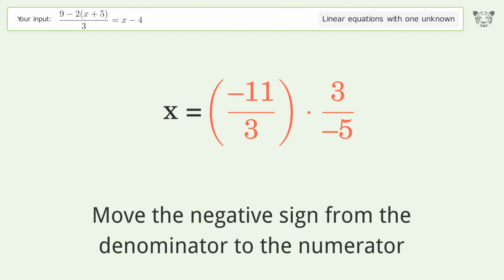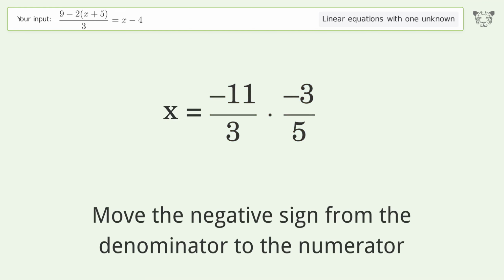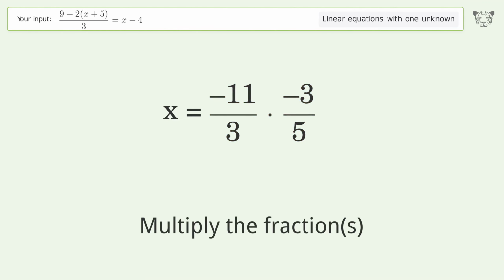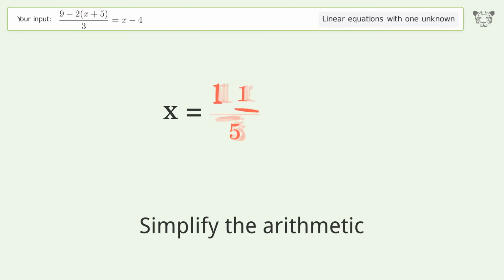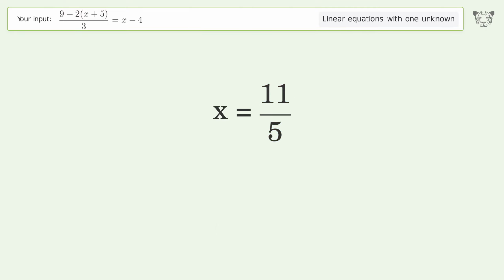Move the negative sign from the denominator to the numerator. Multiply the fractions. Simplify the arithmetic. And so the final result is x equals 11/5.